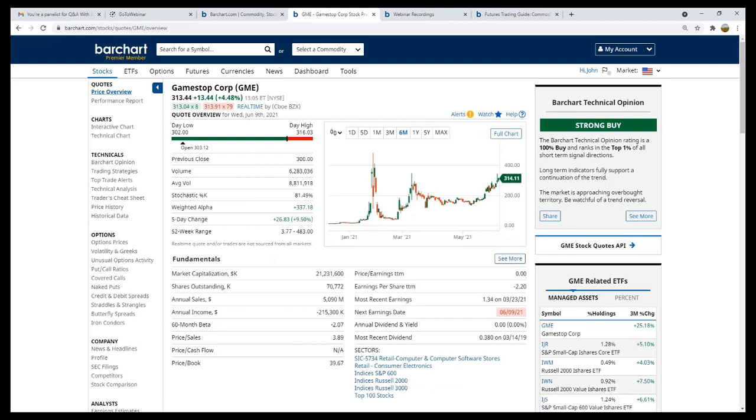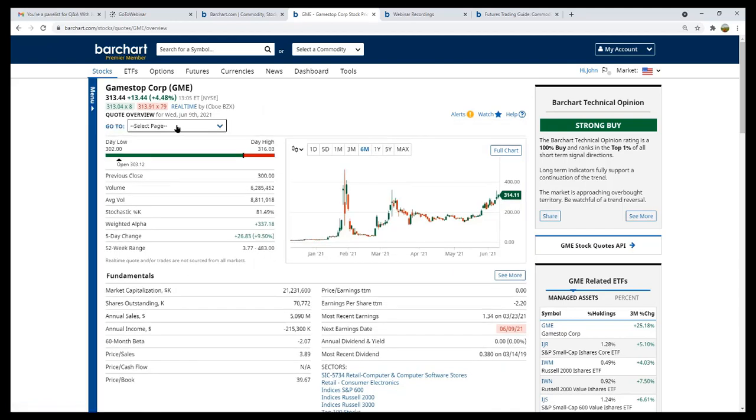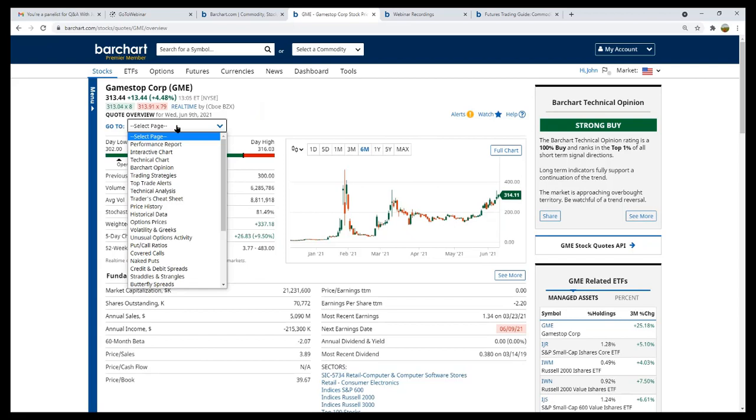Over here under our menu selection, there is a spot under Technicals that says Bar Chart Opinion. I'm just going to show you these in the drop-down box. If I minimize my menu, it says Bar Chart Opinion, so we can go there.